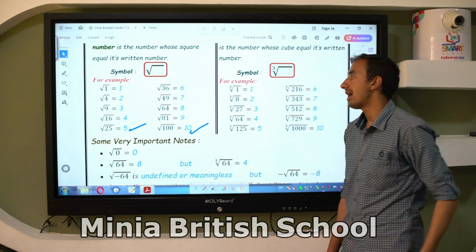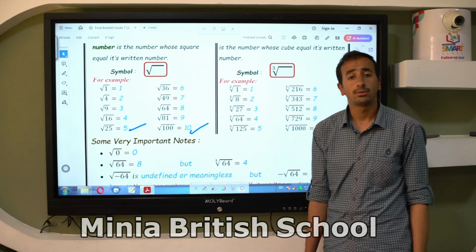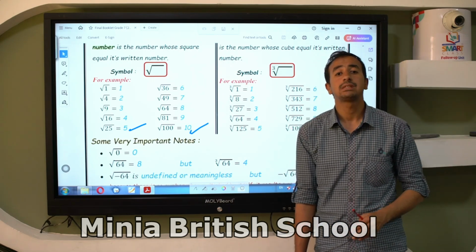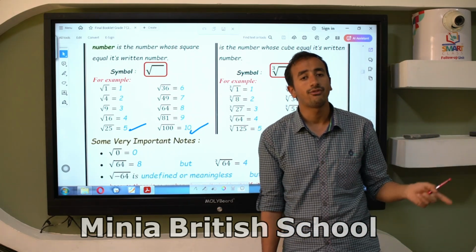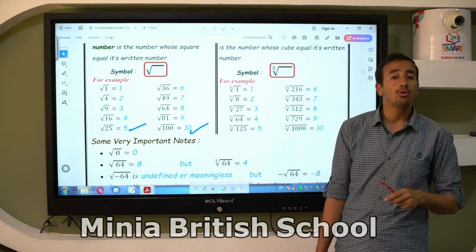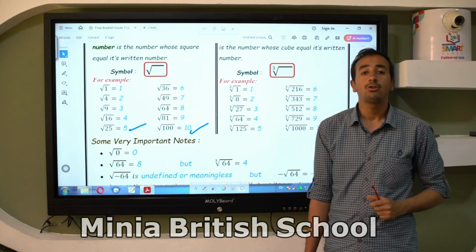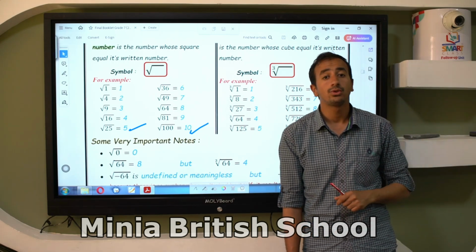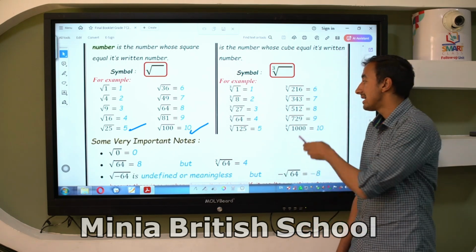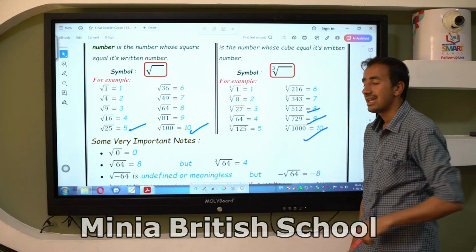Okay, but here in the cube root: cube root of 1 is 1, cube root of 8 is 2, cube root of 27 is 3, cube root of 64 is equal to 4, cube root of 125 is equal to 5, cube root of 216 is equal to 6, cube root of 343 is 7, cube root of 512 is 8, cube root of 729 is 9, and cube root of 1000 is 10.